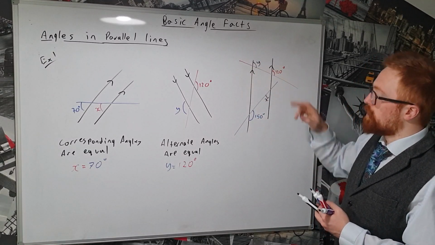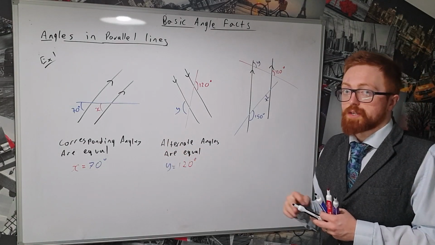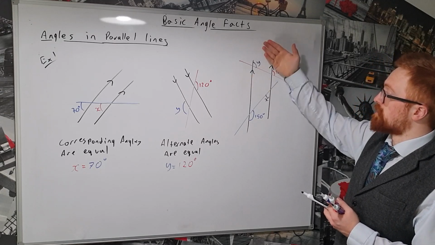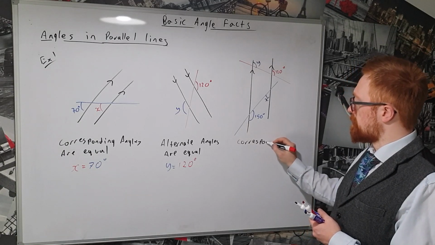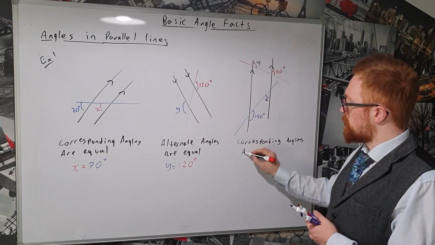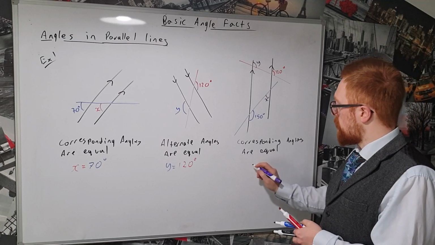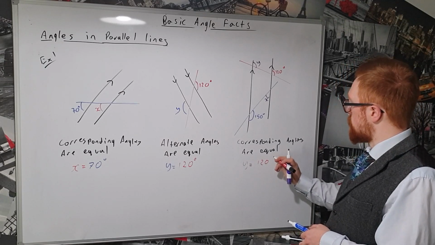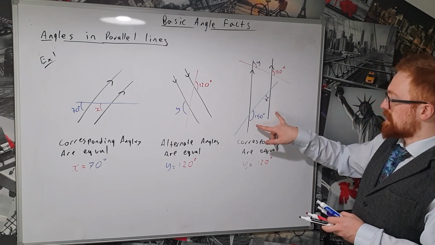But we know that y and 120 are the same. Can we remember, are they corresponding angles or alternate angles? Good, they're corresponding angles because they're on the same side of the transversal. So corresponding angles are equal. So I know that y is equal to 120 degrees. Excellent. Okay. Now let's have a look at this one.